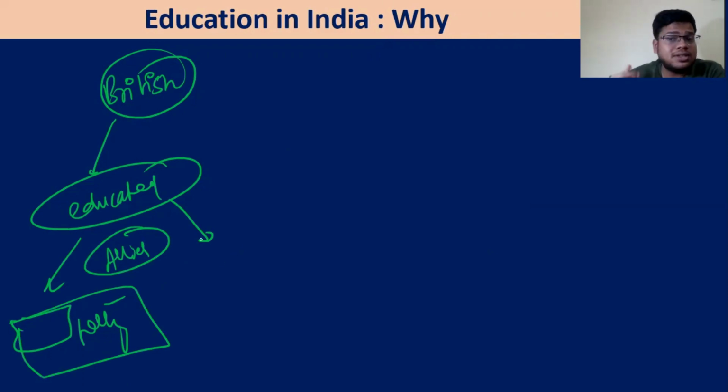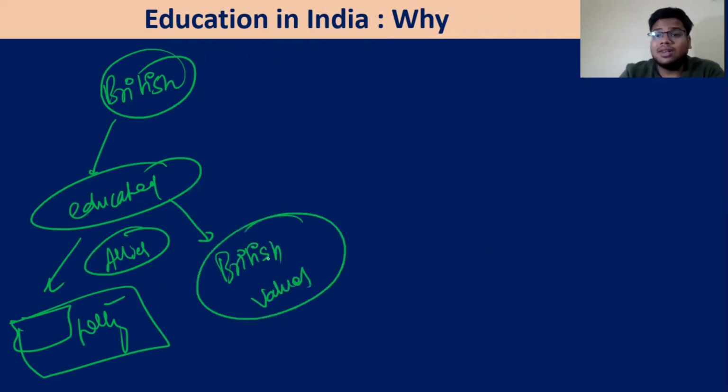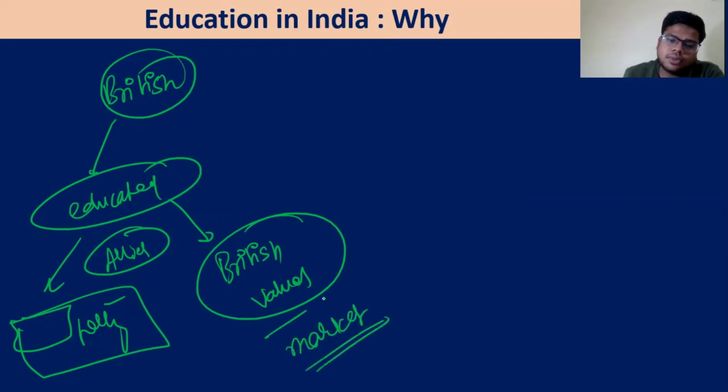Secondly, what is the idea? That these educated Indians will follow the British values. We will inculcate in them the British values. So they will like British clothes, British perfumes, British things that are coming from the Industrial Revolution. So it will automatically create a good market for them.